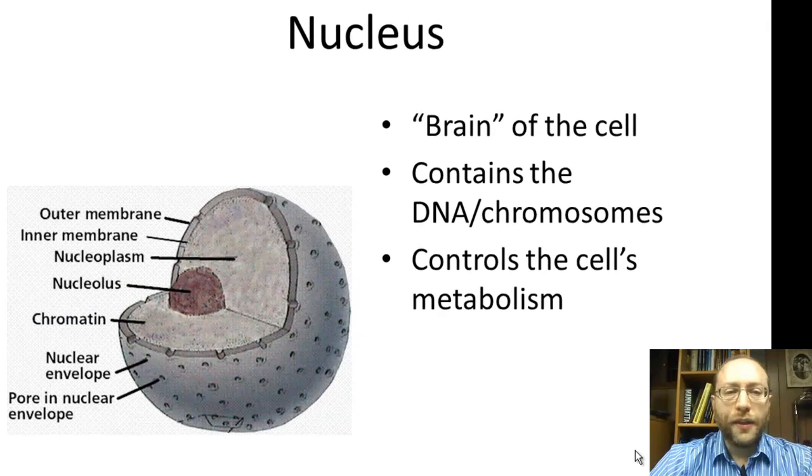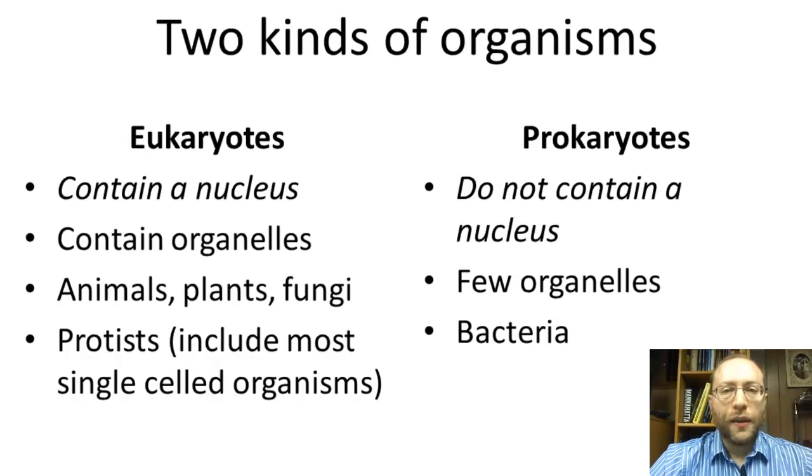Now, the nucleus is the brain of the cell. It regulates what goes on in the cell. It contains chromosomes, which are very large molecules made of DNA, and the nucleus controls the cell's metabolism. We will learn a lot more about what the nucleus does in the genetics unit. Now that we've hit the nucleus, I have to explain a couple terms that we did before.